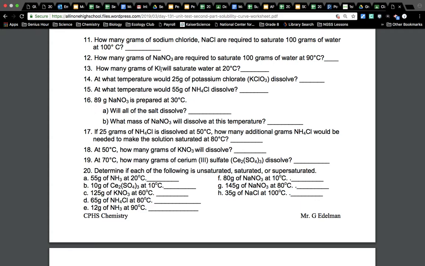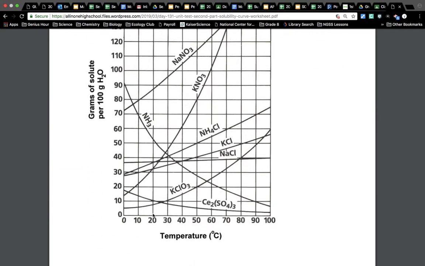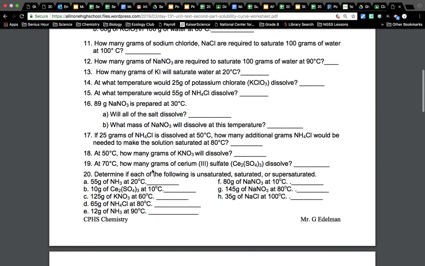How many grams of potassium iodide will saturate the water at 20 degrees Celsius? So we've got 20 degrees Celsius, and potassium iodide is here, 20 degrees Celsius. That looks like about 33, 34 grams.